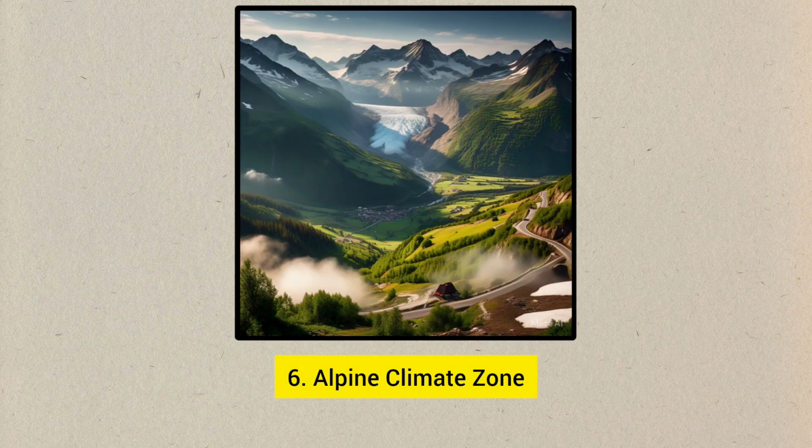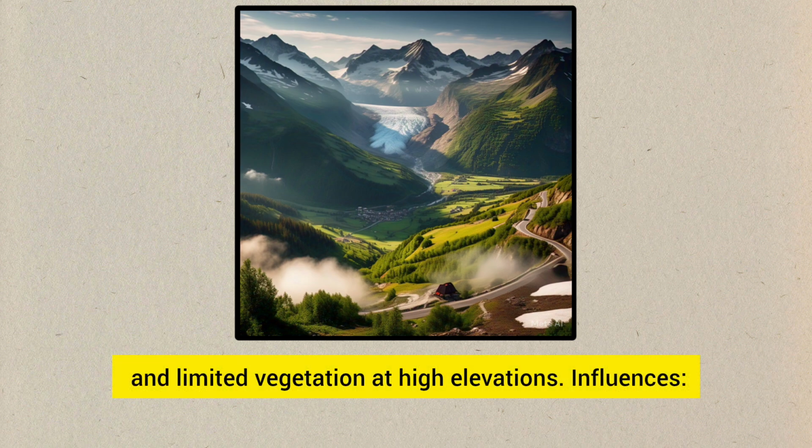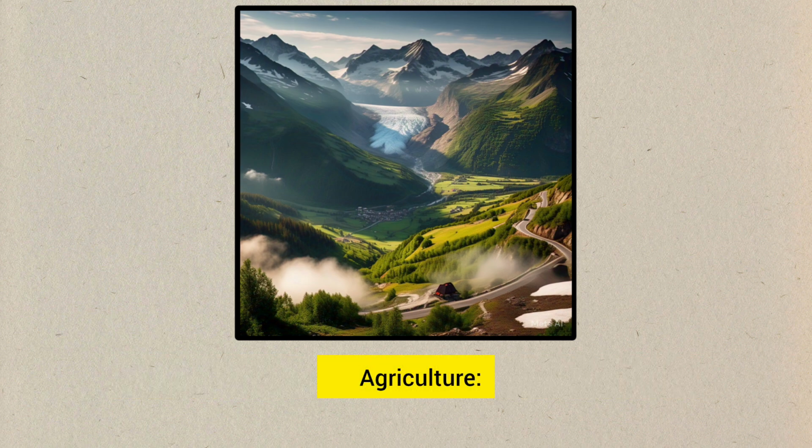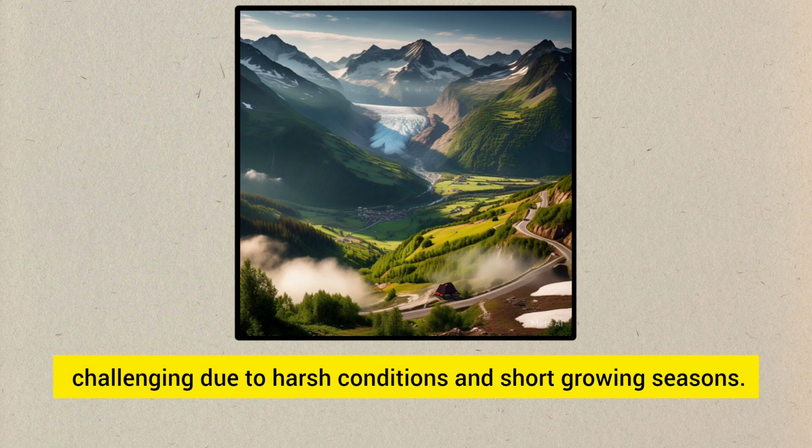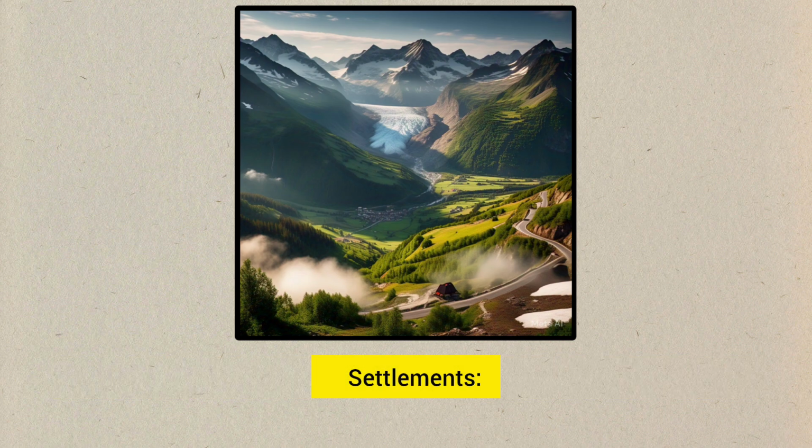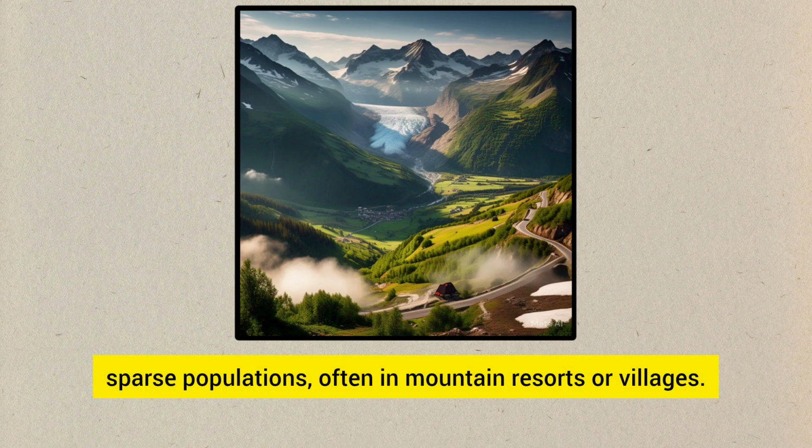6. Alpine climate zone. Cold temperatures, high humidity, and limited vegetation at high elevations influences agriculture. Challenging due to harsh conditions and short growing seasons. Settlements. Sparse populations, often in mountain resorts or villages.